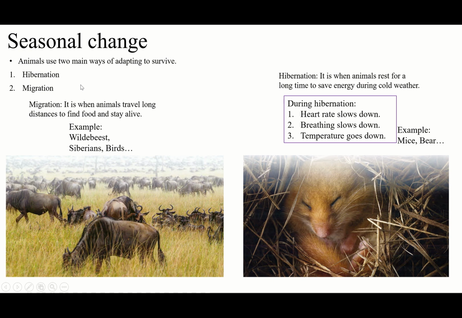Animals use two main ways of adapting to survive. If they want to survive, if they want to continue their living, they have to use these two ways. In winter, and sometimes when they cannot find food, not only just winter. We have hibernation and migration. Migration is when animals travel long distances.